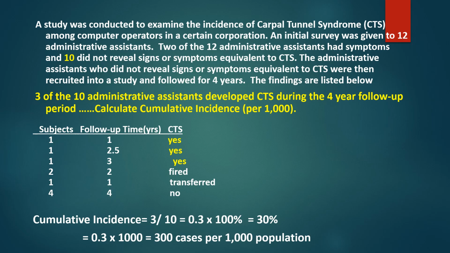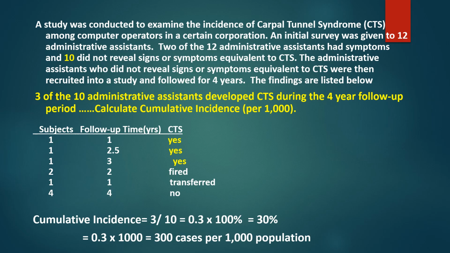So 3 of them developed the disease, and here we need to calculate cumulative incidence per 1,000 population. So cumulative incidence very simply is 3 divided by 10. 3 out of the 10 people followed up over time developed the disease. 3 divided by 10 is 0.3. It could be expressed as a percentage, that would be 30%.